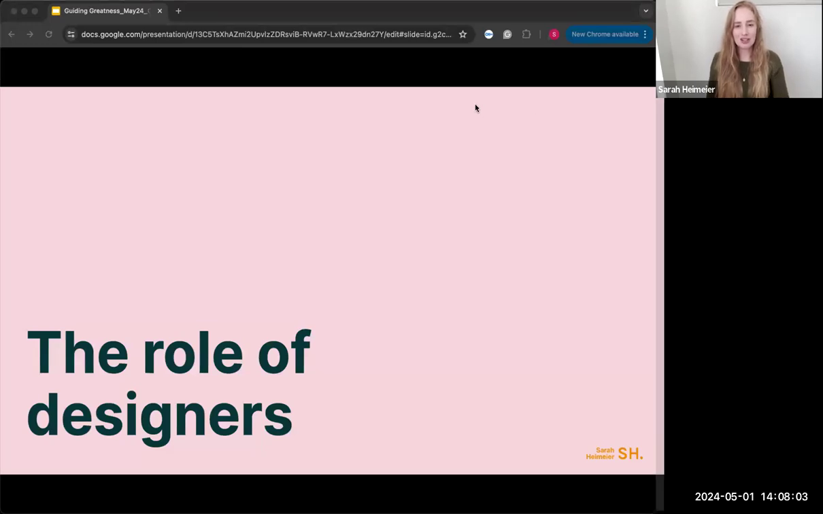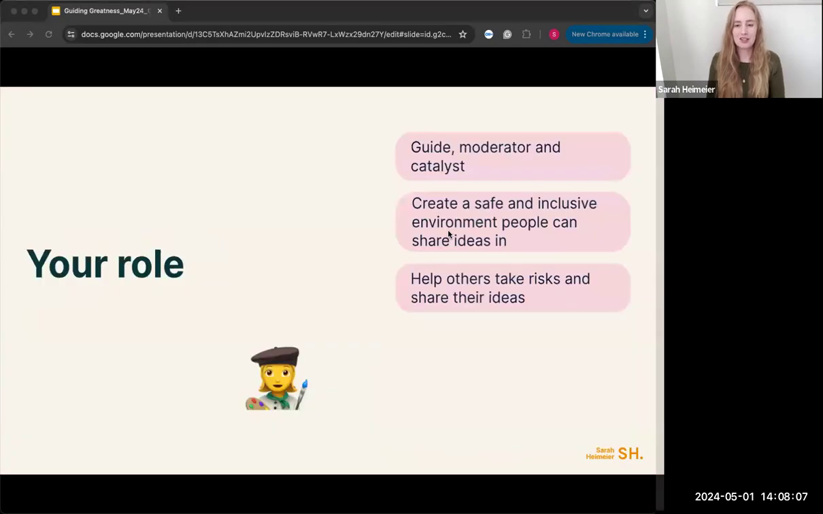The first area that I really wanted to deep dive into as part of facilitation is: what is the role of designers as a facilitator? Your role is really around being a guide, mentor, and also a catalyst as part of the session. Guiding to get to the objectives you're looking for, moderating the session to make sure we're achieving the outcomes we worked towards, but also being a catalyst, posing questions, exploring topics, really deep diving.